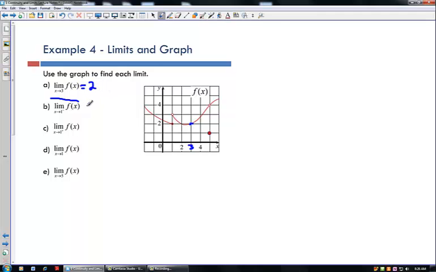Now, there are two different types of limits other than the one right here. There are left-hand limits. And then if there are left-hand limits, there are also right-hand limits.